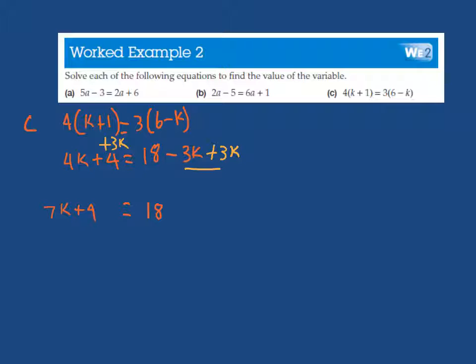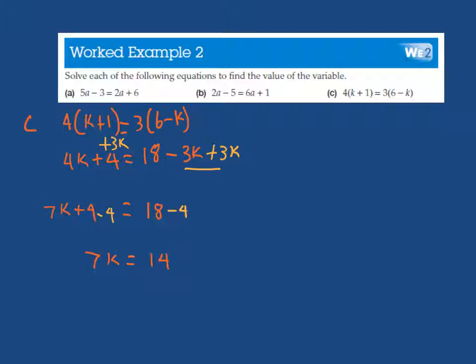It's the same as all the previous ones, the first one I did. So I'm going to subtract 4 to get rid of it, subtract 4. And what have I got? On the left, I've got 7k, and on the right, I've got 18 minus 4, which is 14.